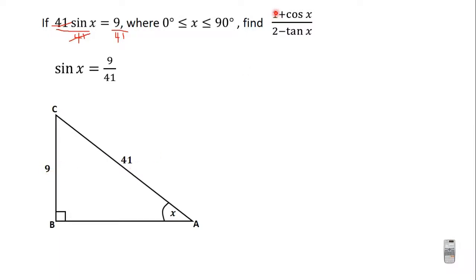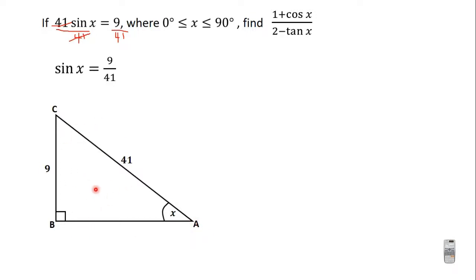We need to find (1 plus cos x) divided by (2 minus tan x). To do that, we first have to find cos x and tan x. Cos x will give us adjacent divided by hypotenuse, but we don't know the length of the adjacent side, so we have to look for that. The same way, tan x will give us opposite divided by adjacent. Once again, we don't know the adjacent side, which is AB, so we have to find AB. We have AC and BC.